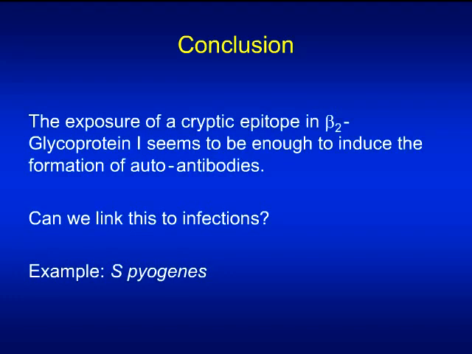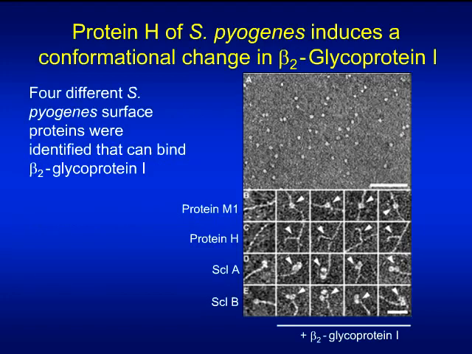I give an example for Streptococcus pyogenes because we know a little bit about this bacterium, and we have found in the past that there are 4 different proteins present on the surface of Streptococcus pyogenes that can bind to beta 2-glycoprotein 1. So we did a study again. Here you see beta 2-glycoprotein 1 isolated from plasma, all kinds of circles. Here you see M1 protein from Streptococcus pyogenes, and here you see the complex. It binds as a circle to this protein.